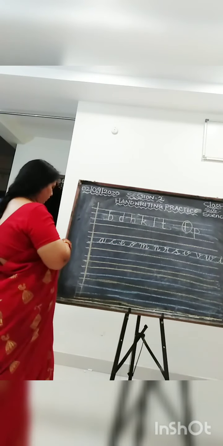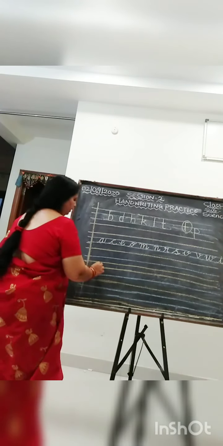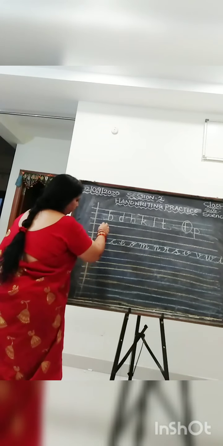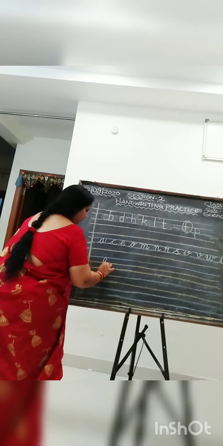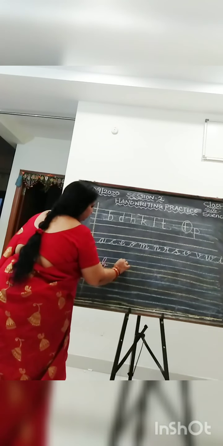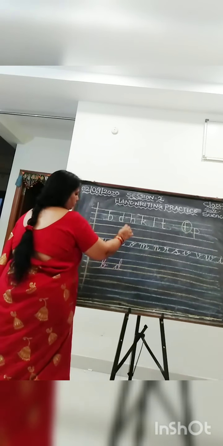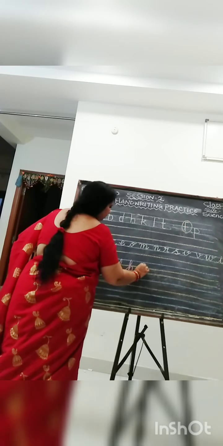Now look here in cursive handwriting. Look here. Cursive for B. How to write the B? This is B. Cursive letter D. Next one. Cursive letter H. Cursive letter K. K is a little bit difficult, I think, for you all, but you can write very neatly if you understand.